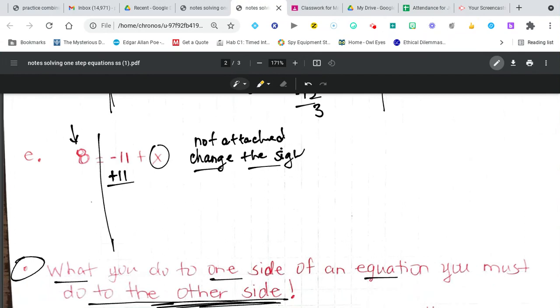Okay, on E, I noticed that the number was not attached, so all I do is change the sign. So -11 changed to positive 11. But what I do to one side, I do to the other side. And these are both positive, so you can add them and keep the sign. Everybody knows 8 plus 11 is 19. And I'm left with just x.